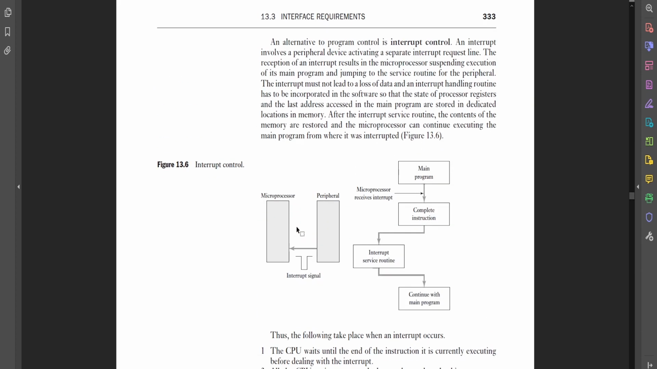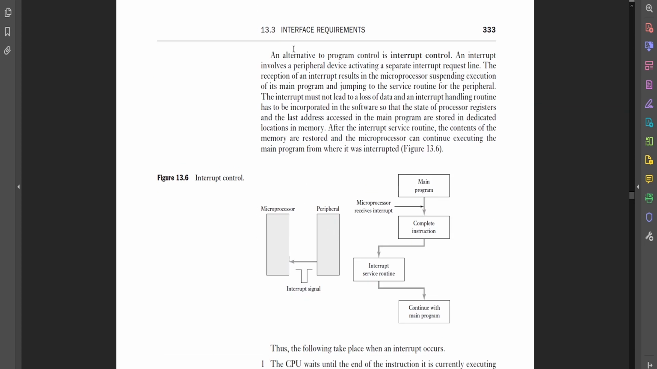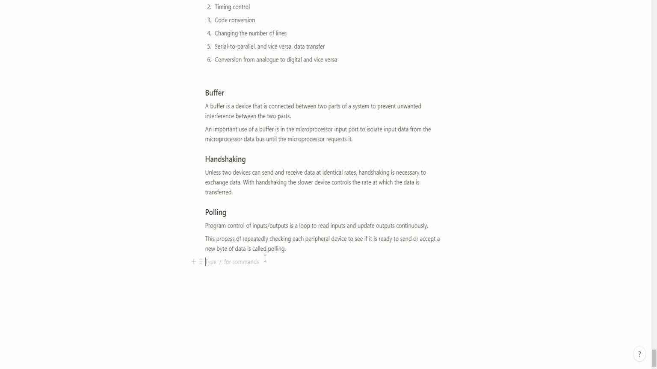Interrupts is actually interesting, because it's polling and interrupts. So an alternative program control is interrupt control. An interrupt involves a peripheral device activating a separate interrupt request line. The reception of an interrupt results in the microprocessor suspending execution of its main program and jumping to the service routine for the peripheral. Got it. So polling, and then we've got interrupts.